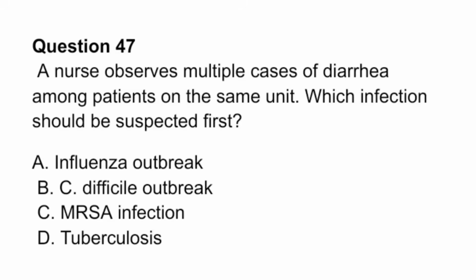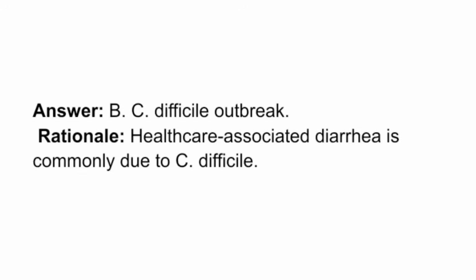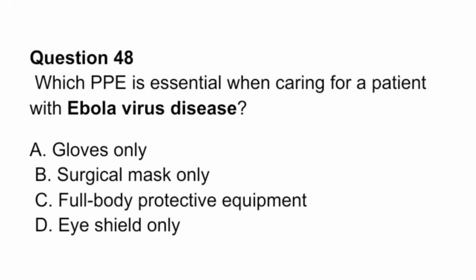Question 47. A nurse observes multiple cases of diarrhea among patients on the same unit. Which infection should be suspected first? A. Influenza outbreak. B. C. difficile outbreak. C. MRSA infection. D. Tuberculosis. Answer. B. C. difficile outbreak. Rationale. Healthcare-associated diarrhea is commonly due to C. difficile.